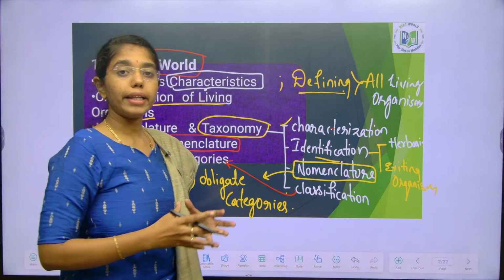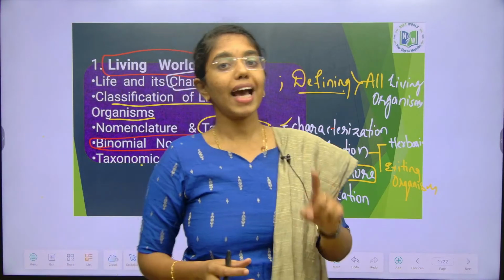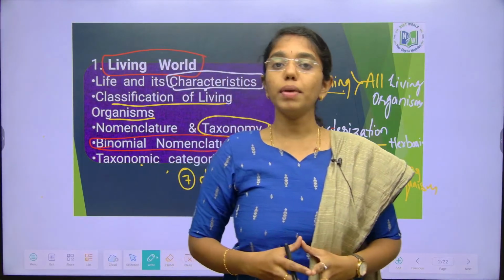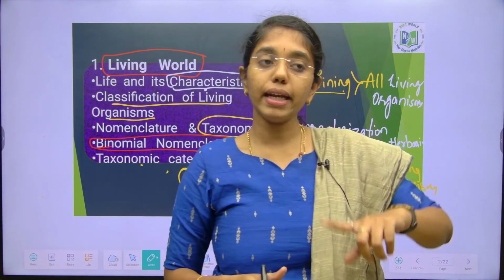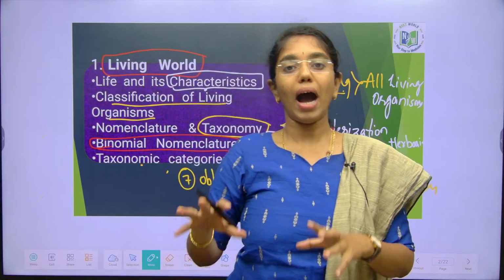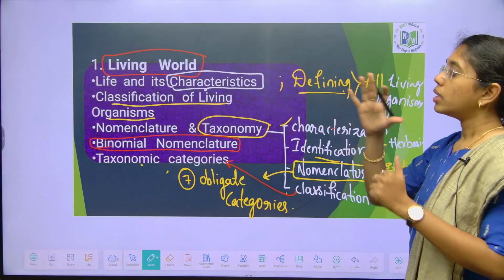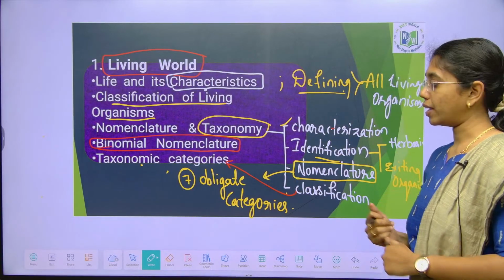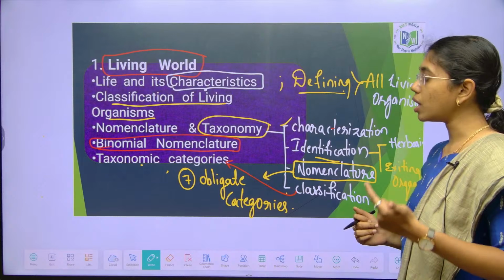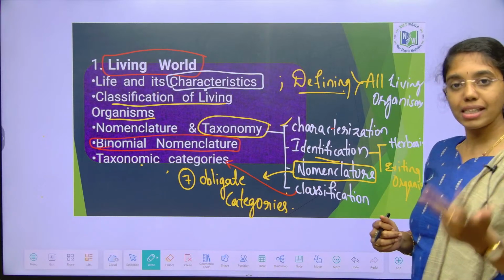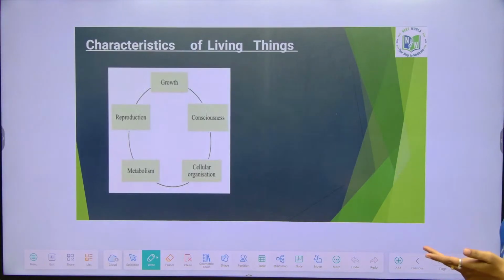Along with this, at the end you will be learning about taxonomic aids. Taxonomic aids is a very important topic, but it is eliminated from NEET, though you have it for MCET. So, today we are going to learn the characteristic and defining features of living, binomial nomenclature, and the difference between taxonomy and systematics. Let us get started with the first feature.